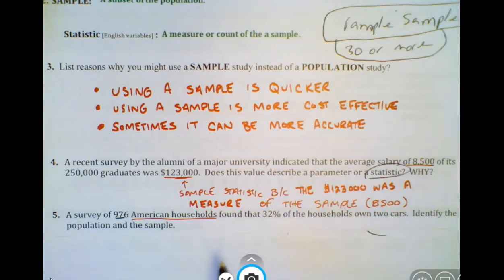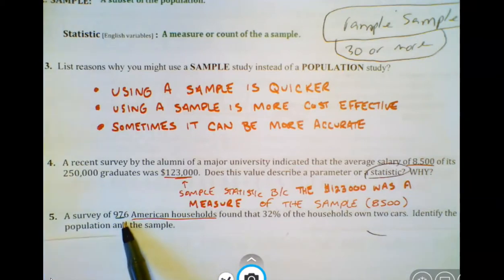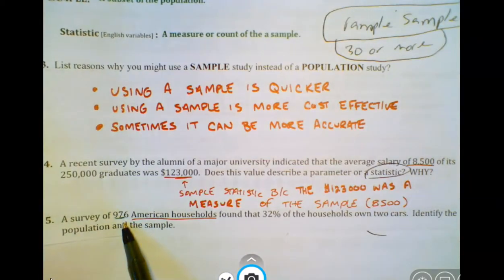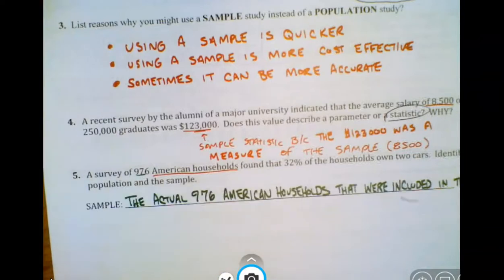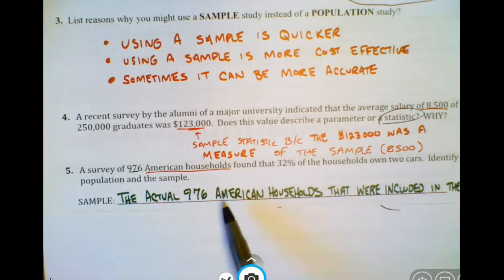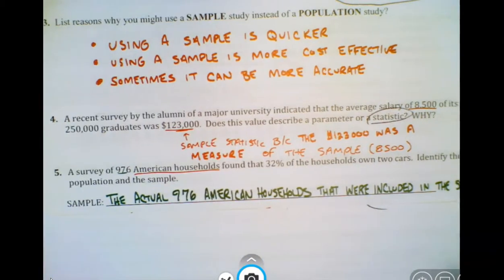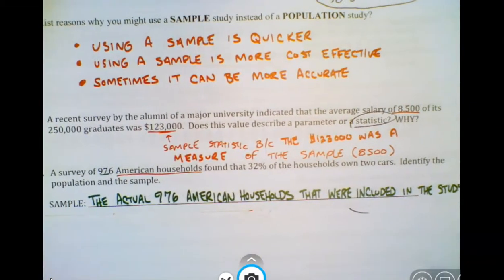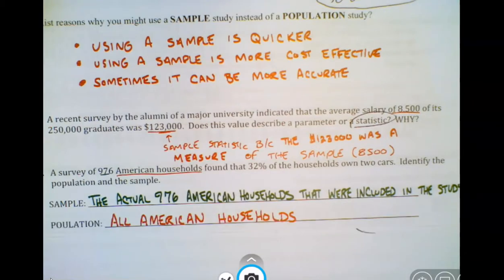So let's think about this. In this, 976 definitely does not represent all the households in America. So if that's true, then the sample is the actual 976 American households that were included in the study. The population is all American households. So we can now identify the sample and the population in that study.